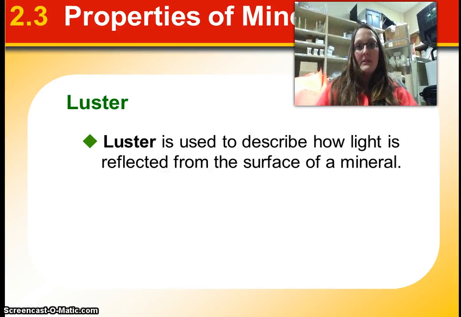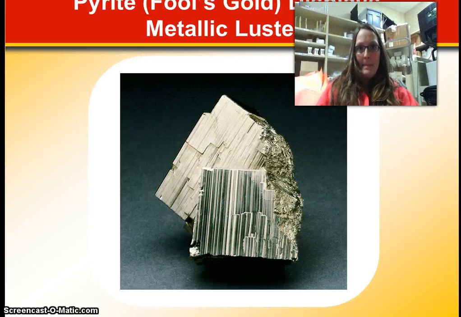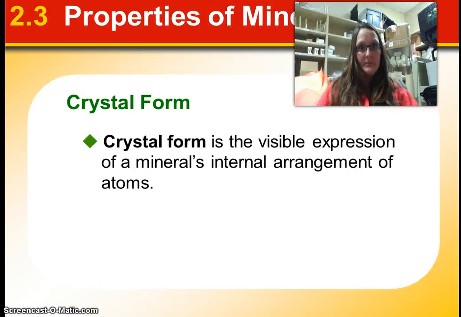Luster. This is how light is reflected. So something is usually described as having, like, a metallic luster. If you shine light on it and it looks metallic, that is one type of luster. We'll get into more, like what is translucent, all of that when I get back. Here's the metallic luster. This is pyrite, once again, fool's gold. You can see where it looks like a metal.